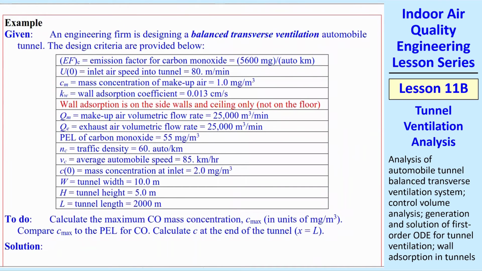So let's do an example problem. I'm going to assume the worst case scenario, and that is the older version of EFC. U naught, CM, mass concentration of the makeup area. Wall absorption coefficient. Wall absorption is on the side walls and ceiling only, not on the floor. So we're going to have to analyze that a little carefully. We have a makeup air volume flow rate and exhaust air volume flow rate. This is balanced, obviously, since QM is equal to QE. PEL I looked up for CO is 55 milligram per cubic meter. Traffic density, VC is average automotive speed. C naught, concentration at the inlet, and then the dimensions of the tunnel, the width, the height, and the length.